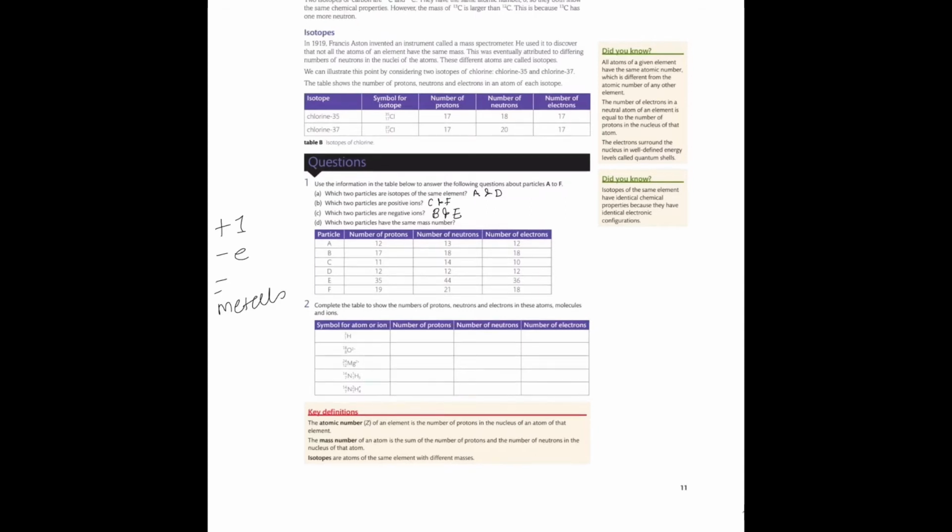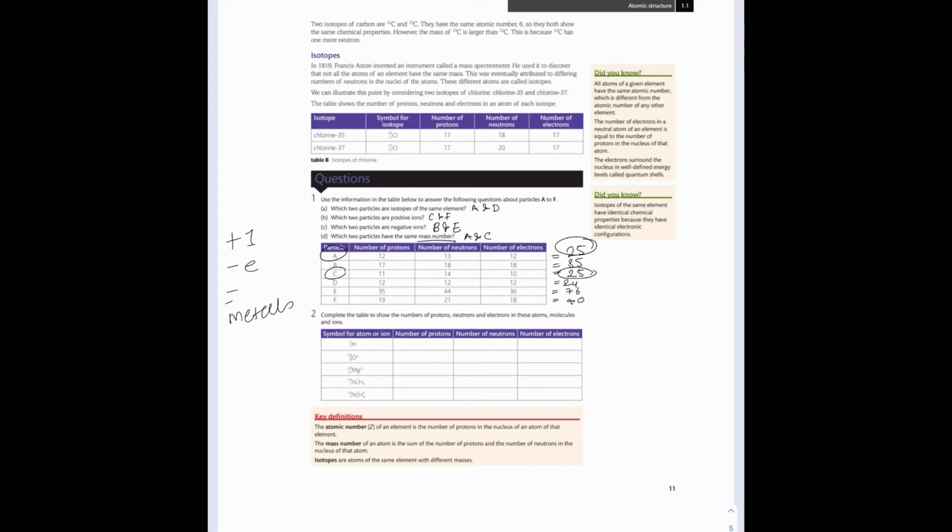And if we do that, for particle A, we're going to do 12 plus 13 to get 25. For particle B, it's 17 plus 18 to get 35. For particle C, it's 11 plus 14 to get 25. And for particle D, it's 12 plus 12 to get 24. For E, 35 plus 44 gives us 76. And for F, it's 19 plus 21 to give us 40. So, which two particles have the same mass number? We see 25 occur both times as particle A and particle C. So the answer is A and C.